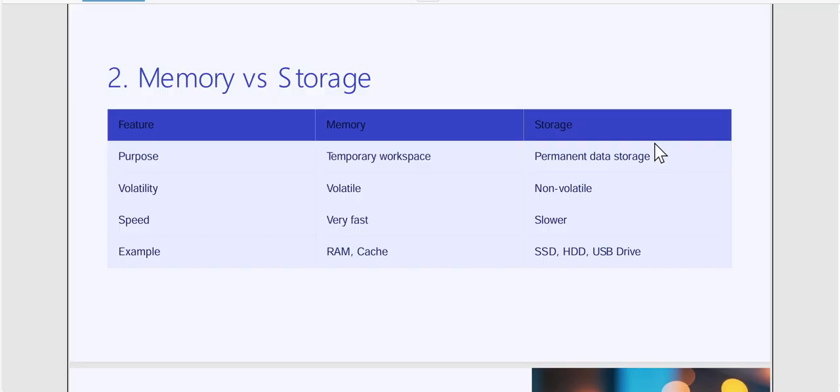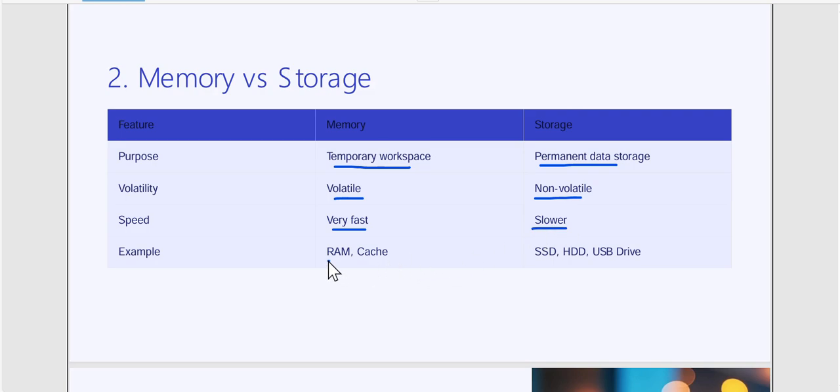Now let's compare memory with storage. Memory is basically used as temporary workspace, and storage is used for permanent data storage. Memory is volatile, all the content will be removed as soon as you turn off your system, mobile, or laptop. Storage is non-volatile. Memory is directly accessible by the CPU, so it is very fast. Secondary storage devices like HDD or SSD cannot be accessed directly by the CPU, so they are slower.